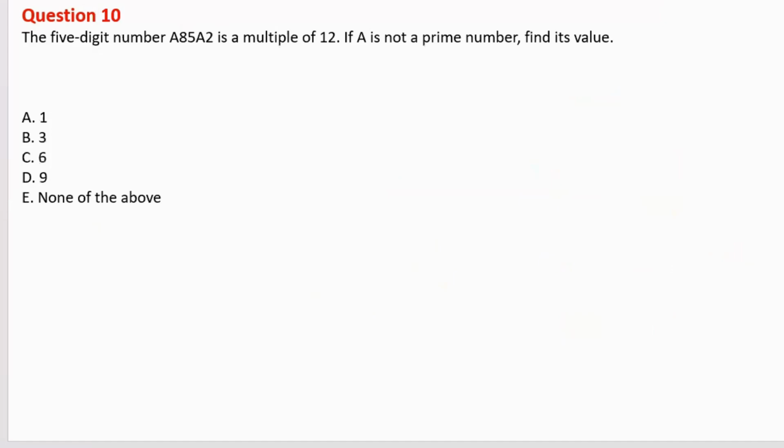Now, what is my next question? The 5-digit number A8542 is a multiple of 12. Multiple of 12 means it is a multiple of 3 and 4. It means it should be divisible by 3 and it should be divisible by 4. So I will check both divisibility rules.